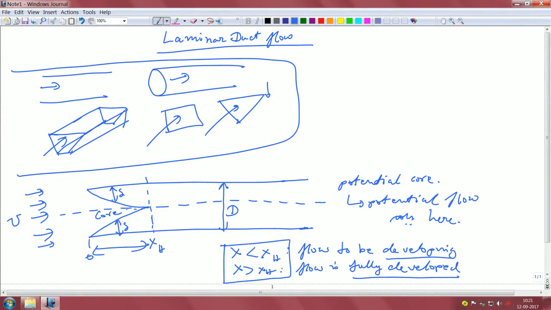Of course, the potential core does not mean that the flow velocity does not change in the potential core. The flow velocity changes in the potential core, but it does not change due to viscosity. In the potential core region there will be a velocity profile which is different from the velocity profiles in the boundary layer. After the layers have merged, that means beyond xh, we can apply the full-fledged Navier-Stokes equation to solve it there.